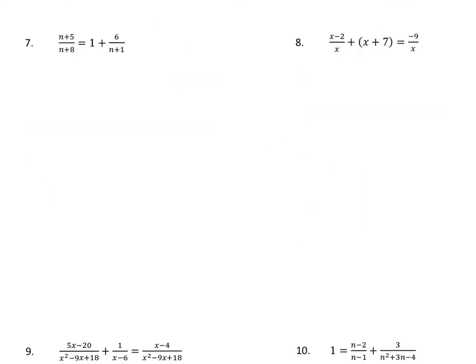All right, let's skip ahead to number 7. Now in number 7, all of my denominators are different. So there's a couple ways we could approach this problem. I could get a common denominator all the way across and then only solve the numerator. But that's going to be a lot of multiplying, because then my common denominator is going to be n plus 1, n plus 8. So instead what I'm going to do is get a common denominator on just the right side of the equation.